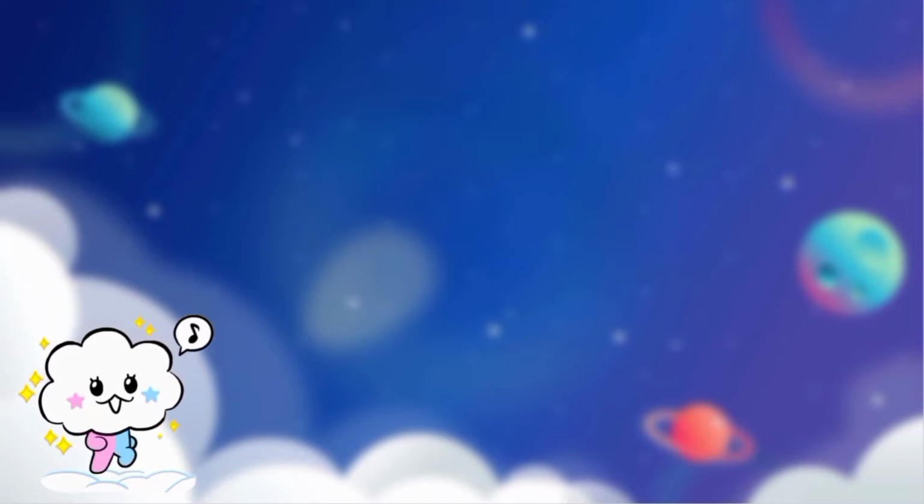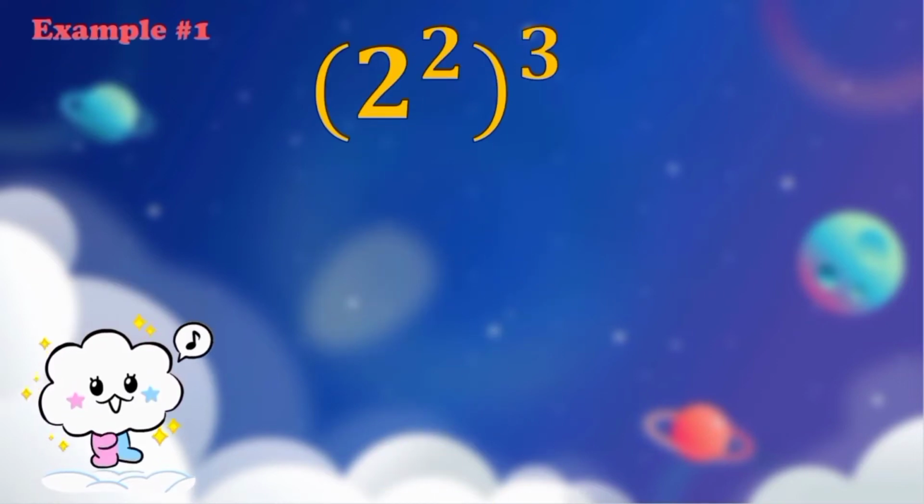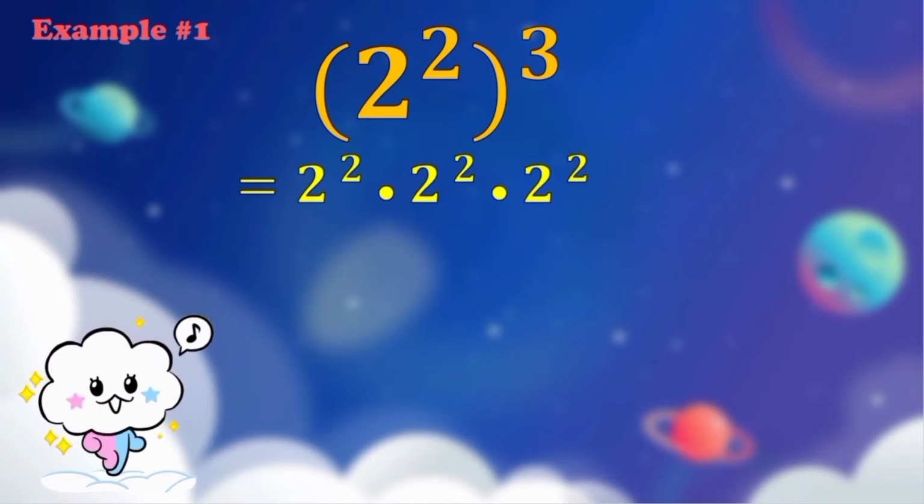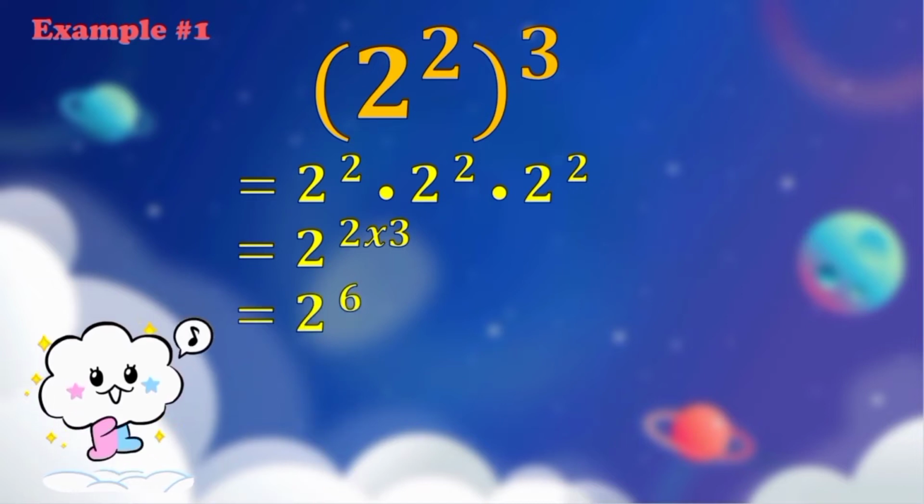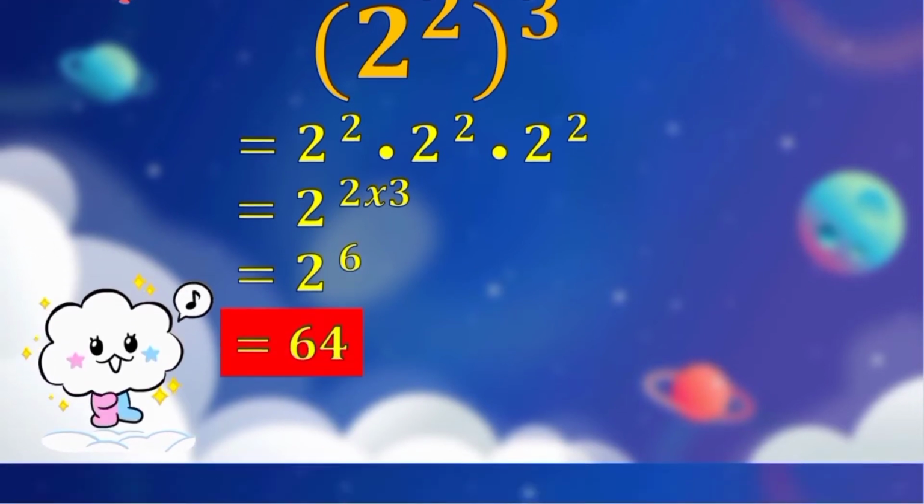Now let's have example number 1. 2 to the 2nd power raised to the 3rd power. First, let's use 3 sets of 2 squared. That is also equal to 2 to the 2nd power times 3. That is 2 to the 6th power, or equivalent to 64.